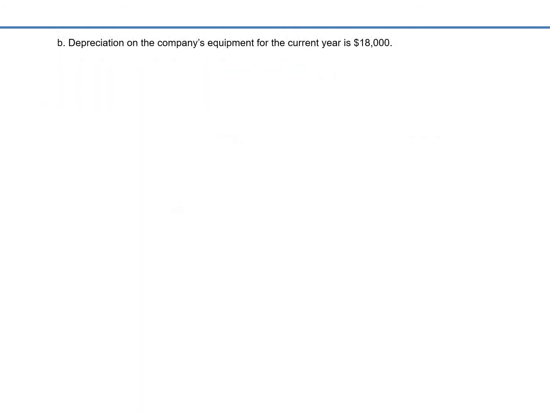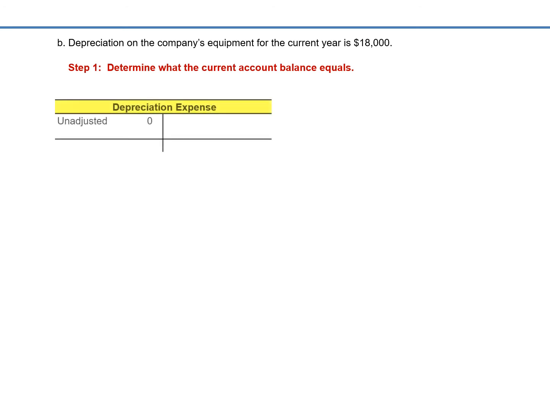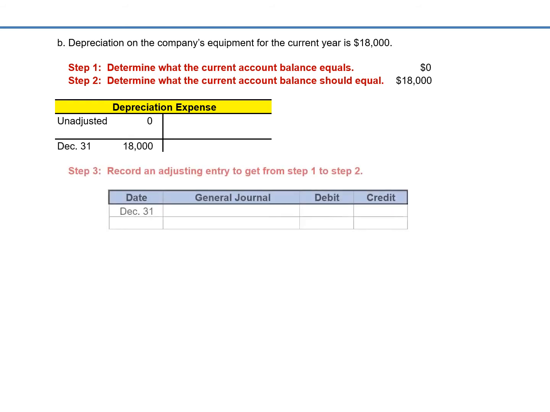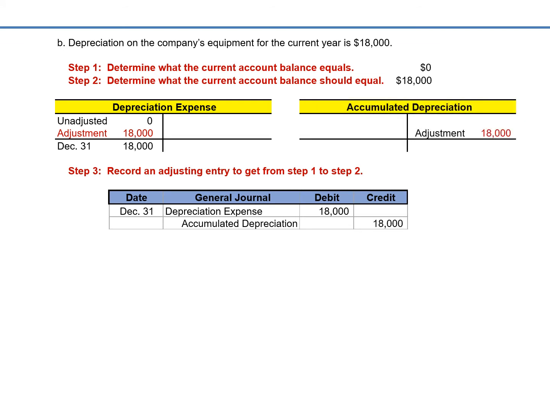In part 2, or letter B, depreciation on the company's equipment for the current year is $18,000. So our balance is currently 0. It needs to be 18,000. To get from 0 to 18,000 in an expense account, expenses are increased with debits. So we have a debit to depreciation expense, and we have a credit to accumulated depreciation.